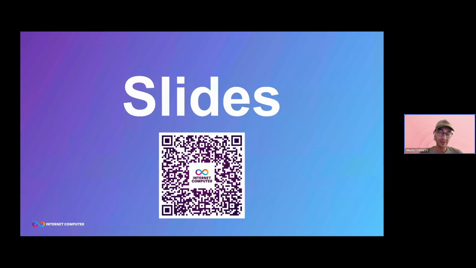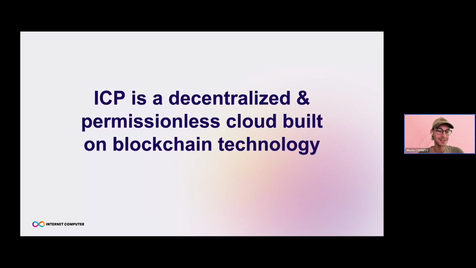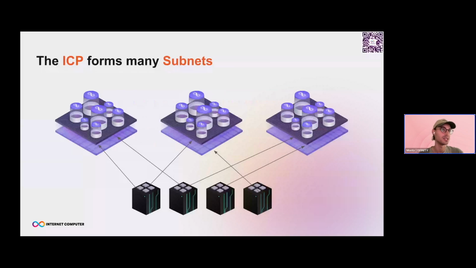And so I assume most of you already know what the IC is. So I'm giving a very, very brief intro on it. In one sentence, the Internet Computer is a decentralized and permissionless cloud built on blockchain technology. And here you see the topology of the Internet Computer. At the bottom, those black cubes are data centers, and node providers run nodes in those data centers.